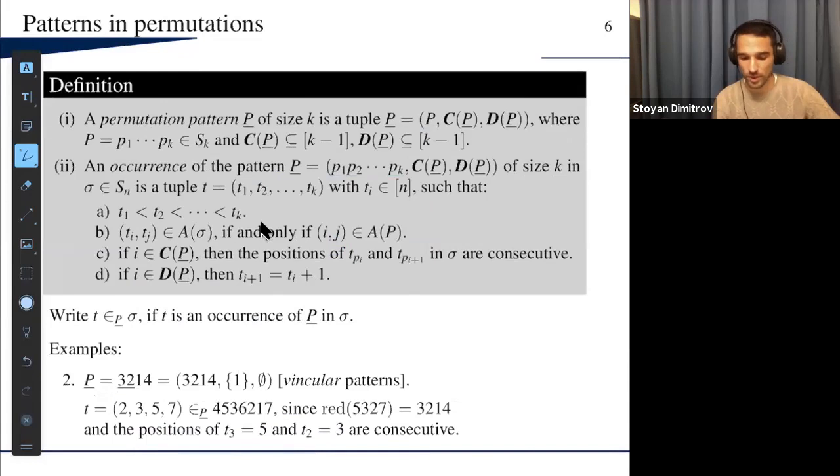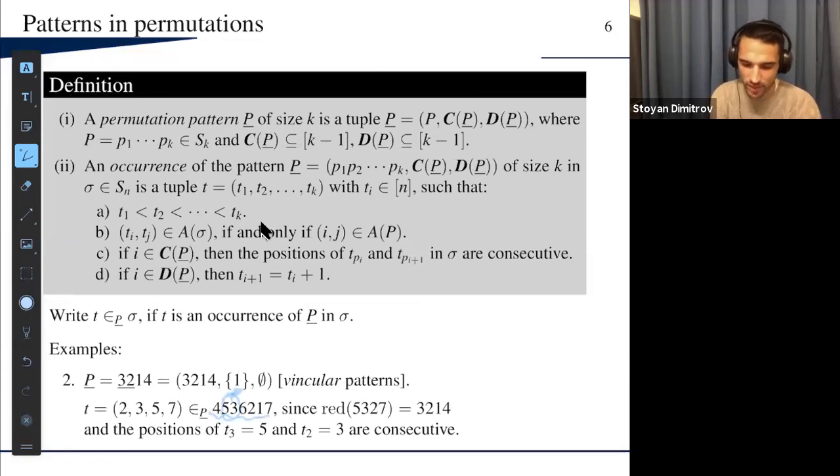Another example, this time for a vincular pattern, is when DFP is empty but CFP is not. So this is an example, and in this case 2, 3, 5, 7 is an occurrence of this pattern in this permutation, just because in addition we have 1 belonging to CFP, which indicates that the positions of the numbers corresponding to the 3 and the 2 must be consecutive in the permutation, and this is indeed the case here, just because 5 and 3 are at consecutive positions.